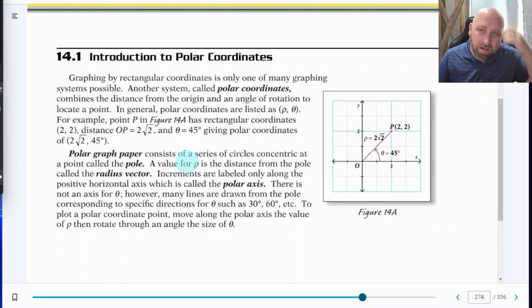So I would suggest finding a PDF or something of polar graph paper, print it off, and then use that. So where we had 0, 0, or the origin, that is going to be called the pole. The center point is going to be called the pole. And then the rho is going to be how long that extends away from that center point, from the pole. It's called a radius or a radius vector. So the polar axis is kind of like your x-axis. And then the theta, the rotation, doesn't really have an axis because it's a circular pattern. You'll see what I mean in just a second.